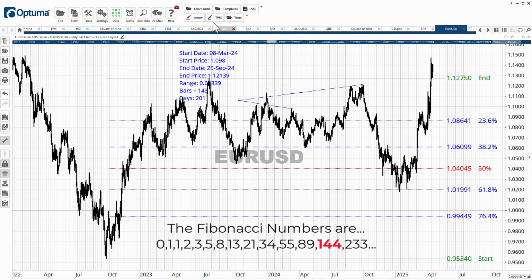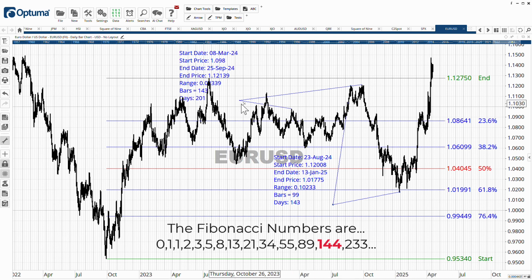Here's another example. If we take a time count from the left-hand side of this double top and bring it down to the major low that we were just looking at, you can see through here that's 143 days from top to bottom. Again, another fabulous strike on the 144 count.